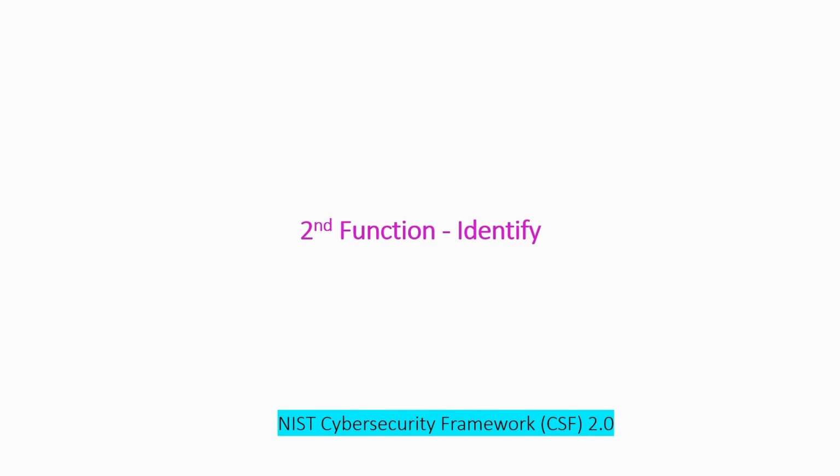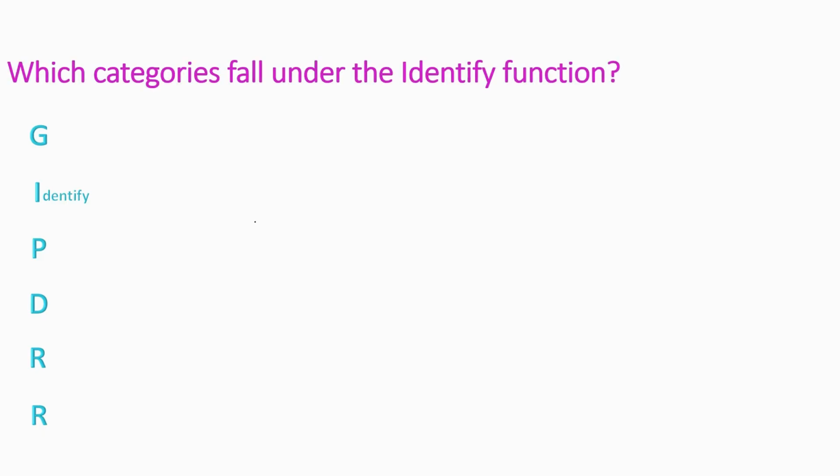In this lecture, we will discuss the second function of CSF 2.0, that is Identify. As we discussed earlier, the I in GDRR stands for Identify. Here the second function is Identify. Let us understand which categories fall under the Identify function.